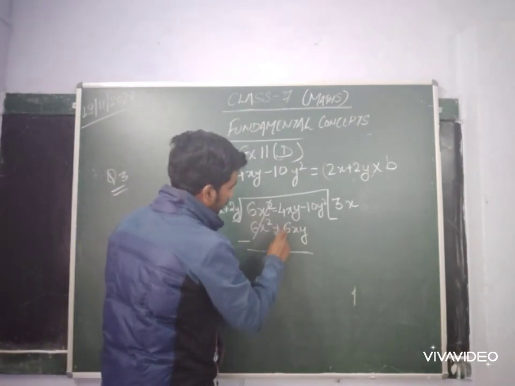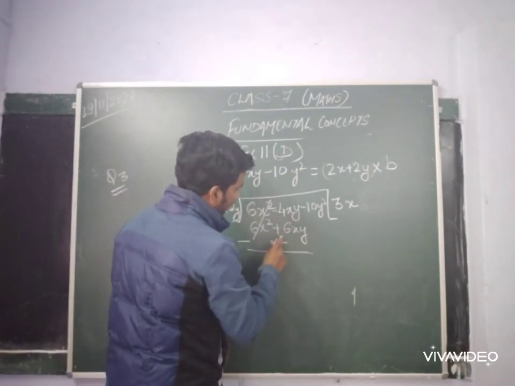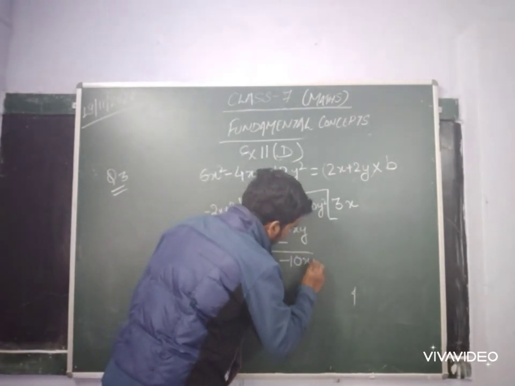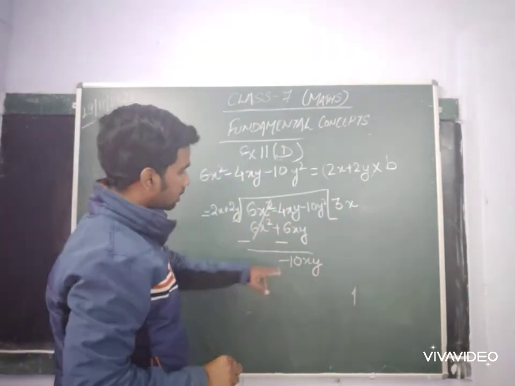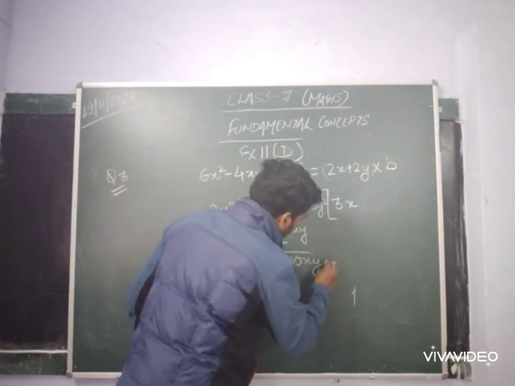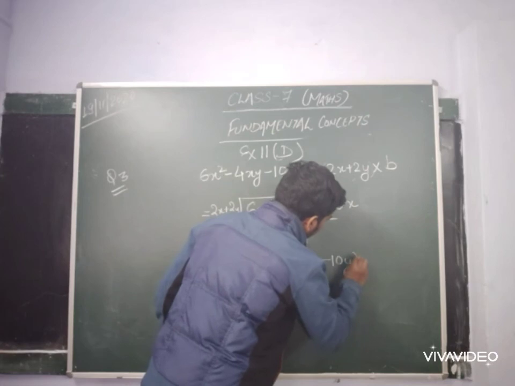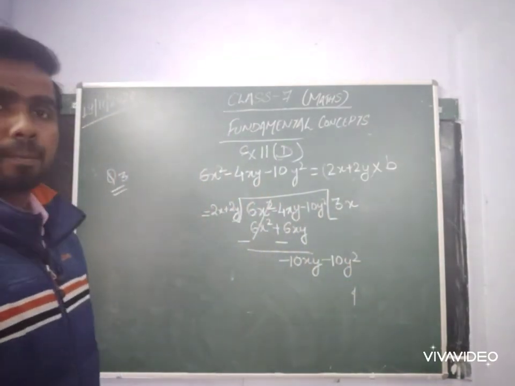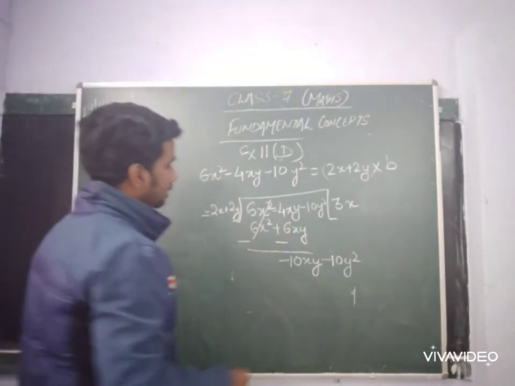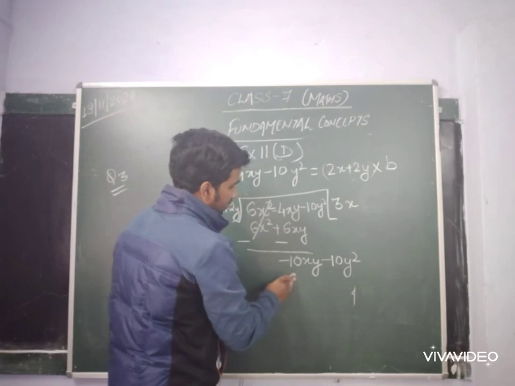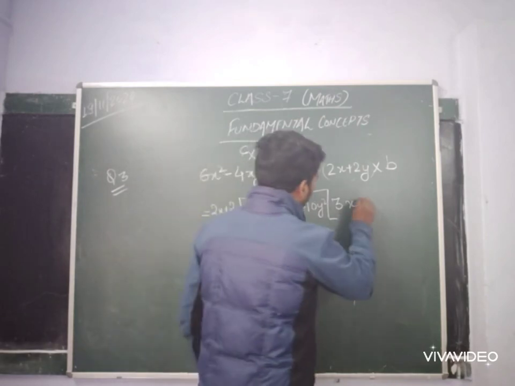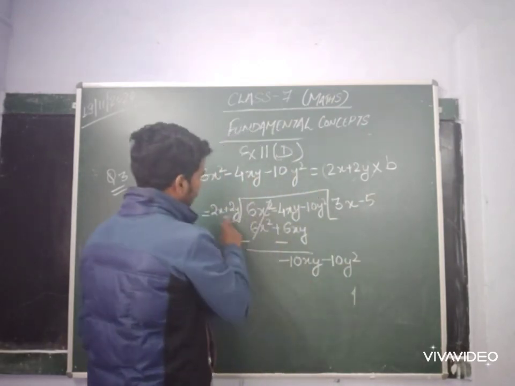Now see, this is minus 4xy and this is minus 6xy. So we will get minus 10xy. Minus minus plus, but the sign will be minus. Clear? And this minus 10y square will come down. Clear? Take a look. So next we have to solve this part, minus 10xy and minus 10y square. So what will we take? We will take minus 5 and y.